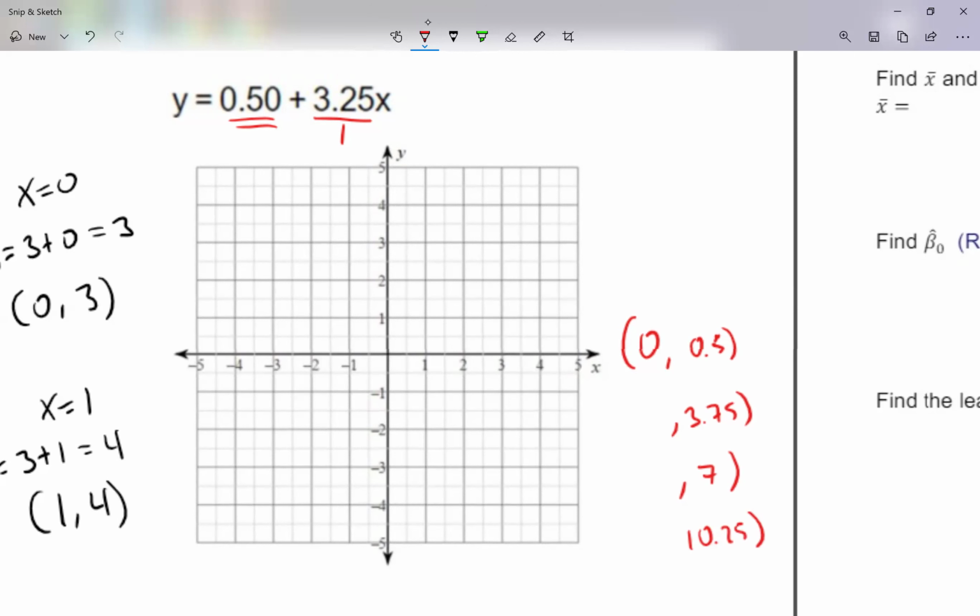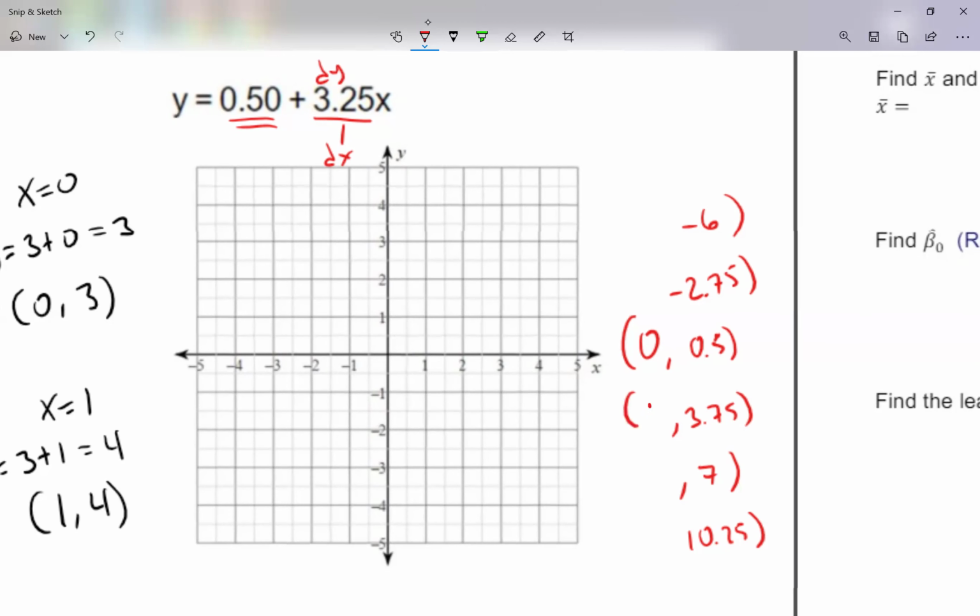What if I wanted to go backwards? Starting at 0.5, subtract 3.25. That gives me negative 2.75. Subtract 3.25 again. That gives me negative 6, and so on and so forth. That was my difference of the y. My difference of the x is 1. So from 0, add 1: 2, 3. Sorry, from 0 to go the other way, subtract 1.